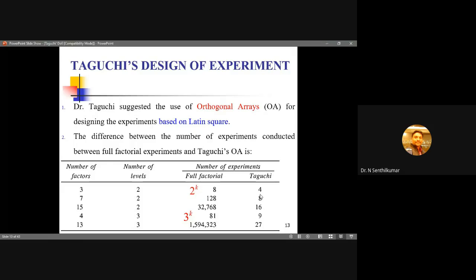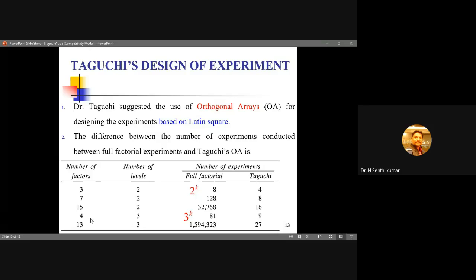Now, in the first slide, we have seen that Western statisticians oppose the concepts of Taguchi. It is because of this only. With this reduced number of experiments, they are not accepting that the possible outcomes can be quantified. So that is one of the drawbacks of Taguchi. 15 parameters varied at 2 levels gives 32,768 runs, that is 2 into 2 into 2 up to 15 terms. But in Taguchi's case, it is only 16.